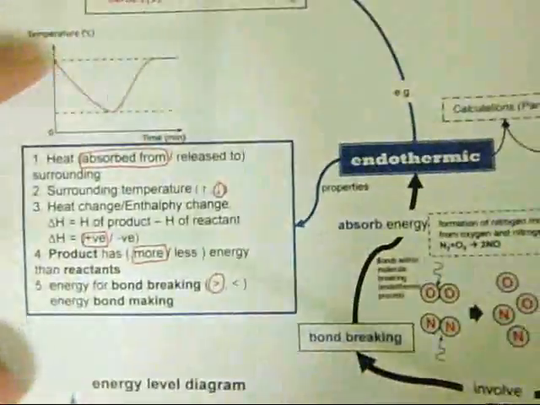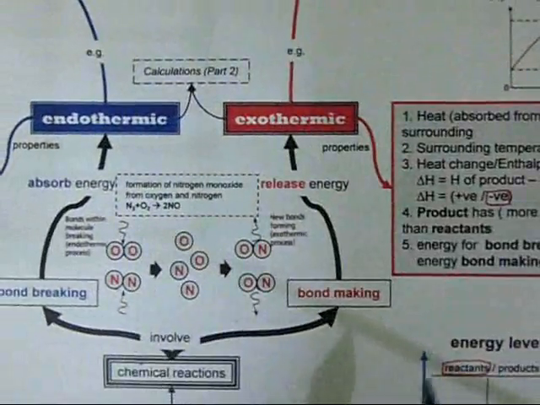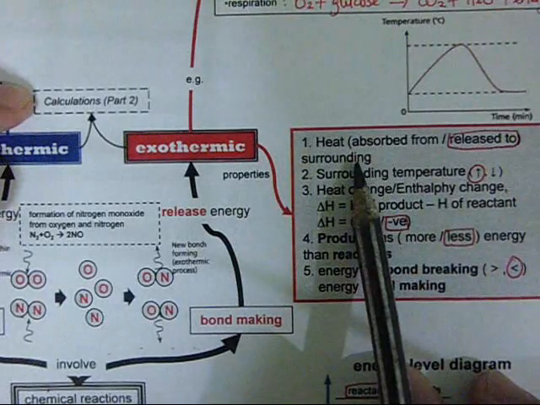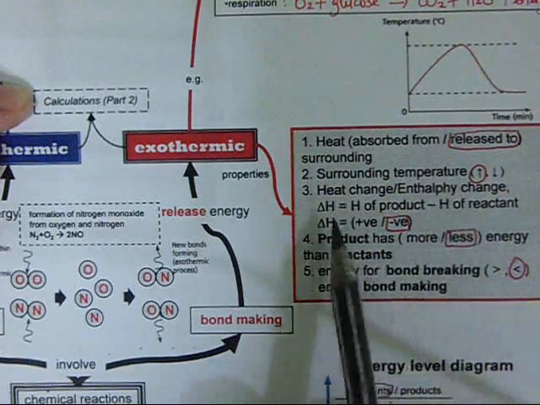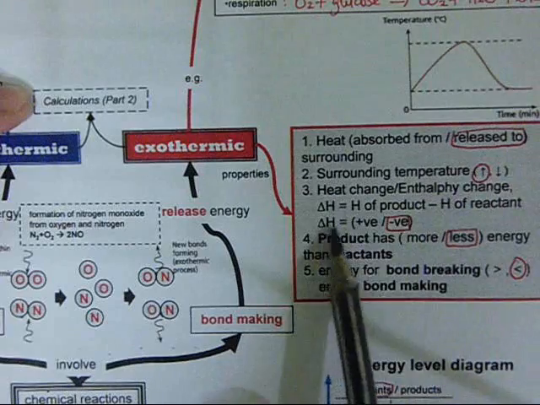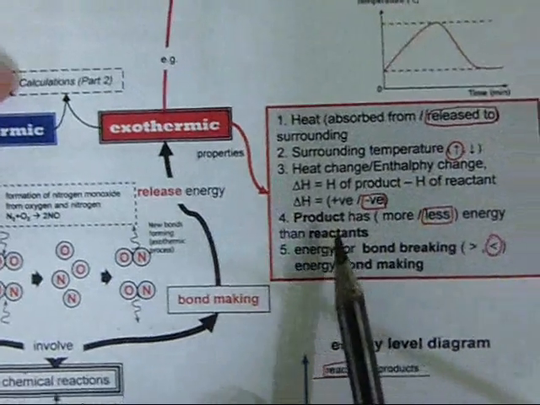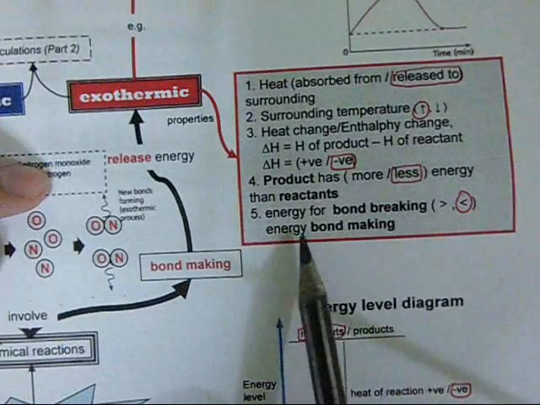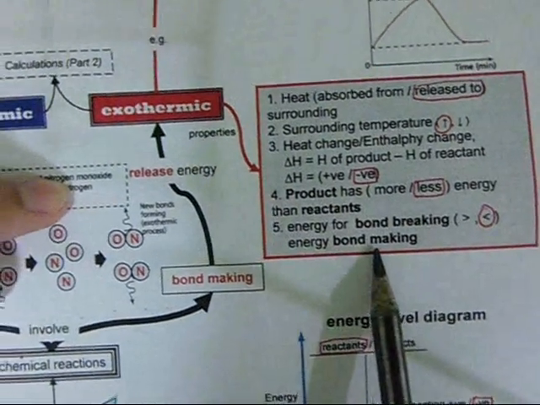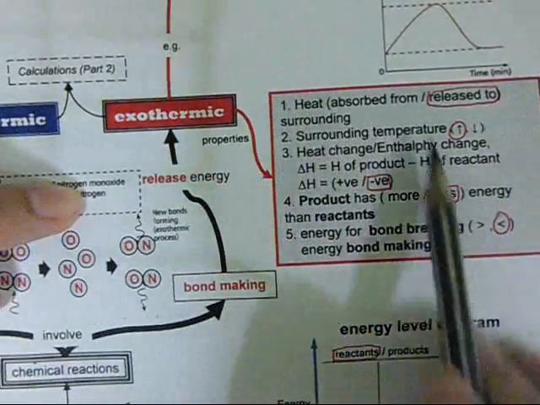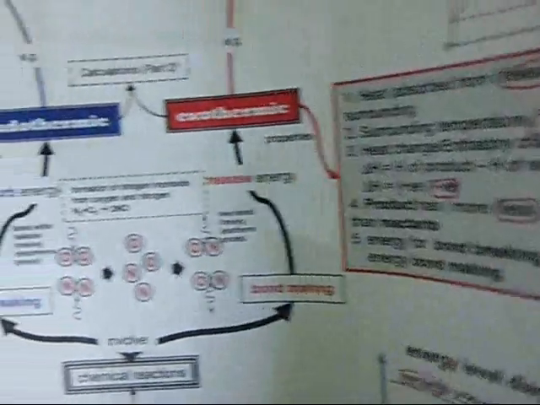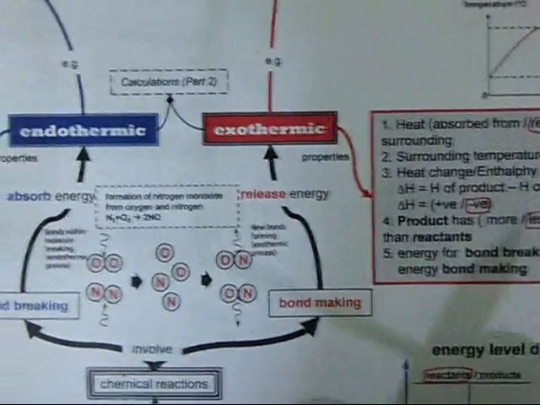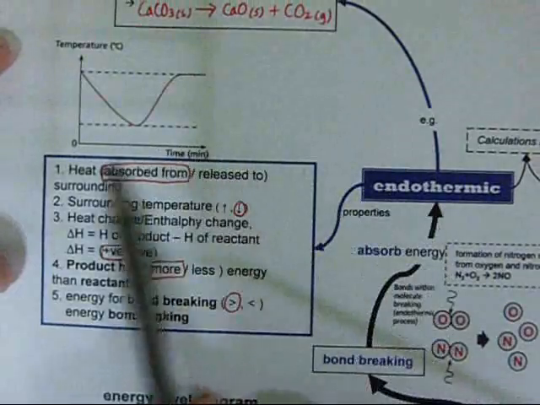Now for energy chapter, basically you need to know the definition for exothermic. Heat is released to the surrounding, and then what happened to the surrounding temperature? What happened to the delta H? Delta H, or the heat change, is it positive or negative? The products have less or more energy than the reactants, and the energy for bond breaking is greater or less than the energy for bond making. So for exothermic, you need to remember these 5 things. So I'll probably ask you, for example, delta H for exothermic, is it positive or negative? So you have to remember that. Likewise for endothermic here.